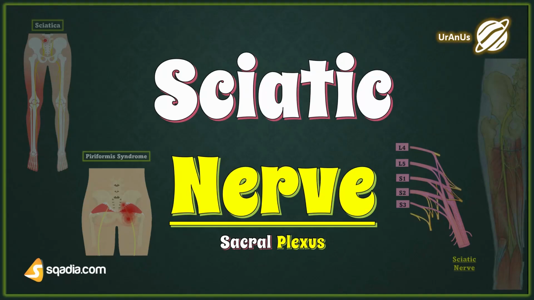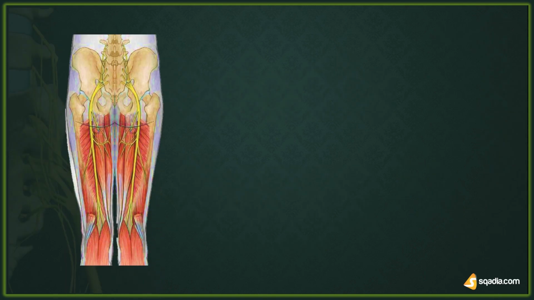In this video, we will be discussing the sciatic nerve, which is a crucial nerve that originates from the sacral plexus and is mainly located in the posterior compartment of the thigh. Let's explore its origin, course, and branches. This nerve holds the distinction of being the longest and thickest nerve in the human body, measuring approximately 2 centimeters in diameter.